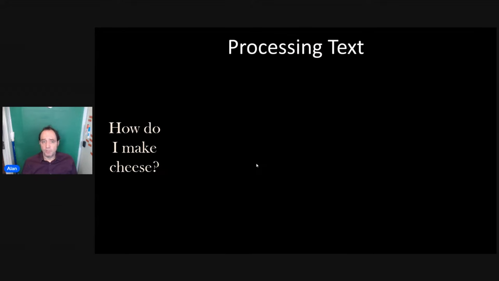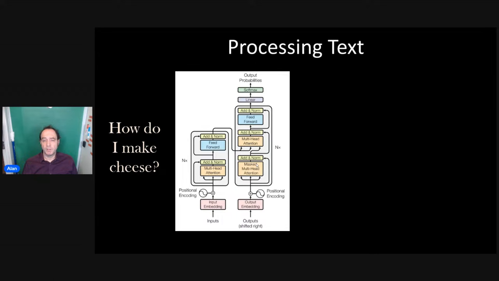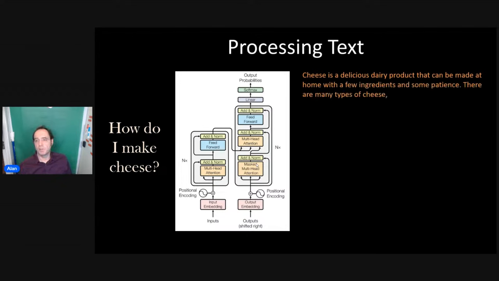So a bit about processing text with a large language model. When we're asking how do I make cheese, we have this kind of architecture of the model. And this has come from a white paper called Attention is All You Need, which was written by some Google engineers, which was talking about using attention models that we'll look at in a bit more detail later on, as an alternative to using LSTM or recurrent neural networks. And the idea is that you'll feed in text into the network and you'll get text out.